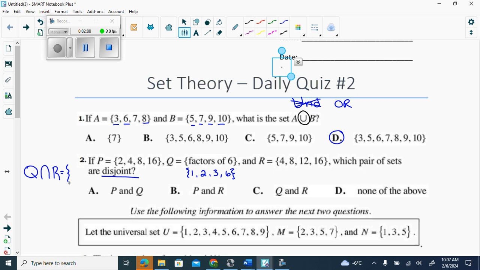Nothing in common, so what do we put in there? Do you remember? Empty set, which is the 0 with the line in it. So if when I take the intersection or the and of two sets and I get the empty set, they're disjoint. So it's Q and R.